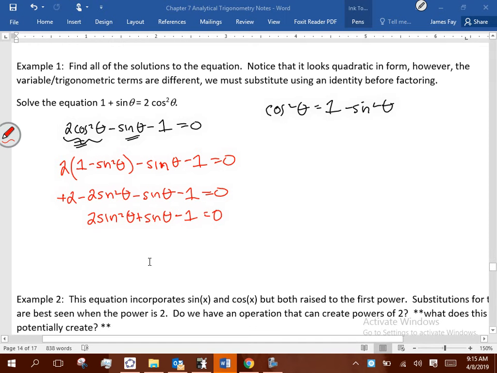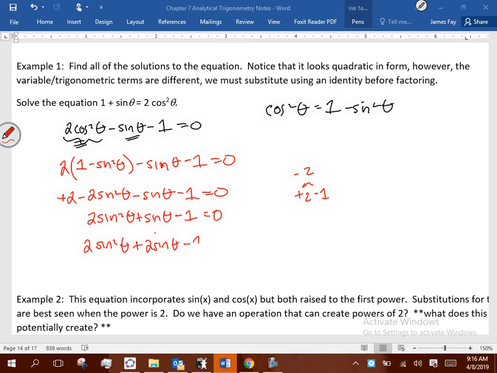So multiplying everything by negative gives me that. Now we're going to factor. So we'll take 2 times negative 1, gives me negative 2. And that's going to be then positive 2 and negative 1, that add up to give me this positive 1 here in the middle. If you're a person that wants to rewrite this as 2u squared plus 1u minus 1, that's fine. I'm going to skip that right now. I'm just going to rewrite this as 2 sine squared theta plus 2 sine theta minus 1 sine theta minus 1.